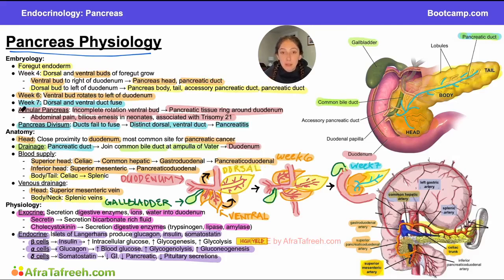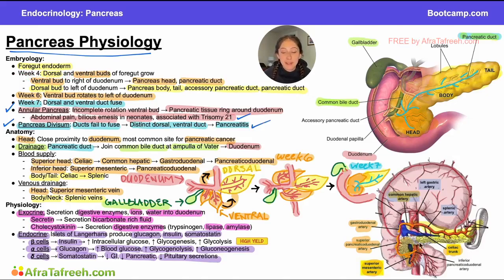There's two main problems that can occur with this embryology. Either you get an annular pancreas because you didn't rotate your ventral bud enough and now you're strangling your duodenum, so you're getting this bilious emesis and nothing can pass through, associated with Down syndrome, trisomy 21. Or you get pancreas divisum because we didn't fuse our duct together at week 7. And if we don't have a fused duct, then we can't drain our pancreas and we get inflammation and pancreatitis.